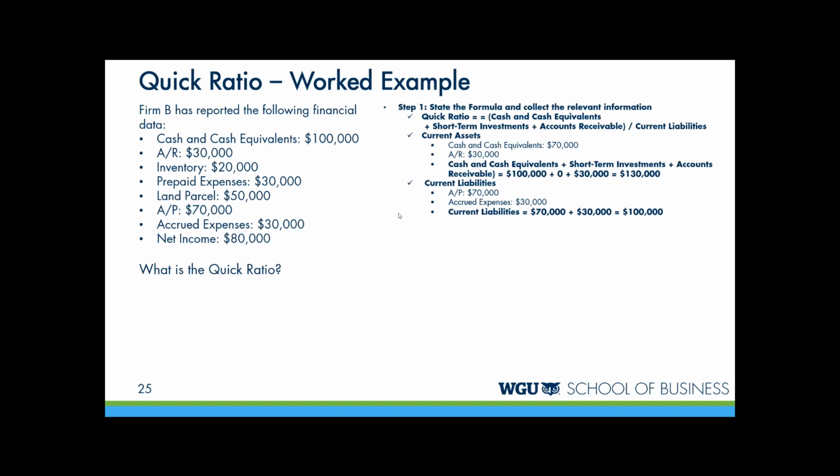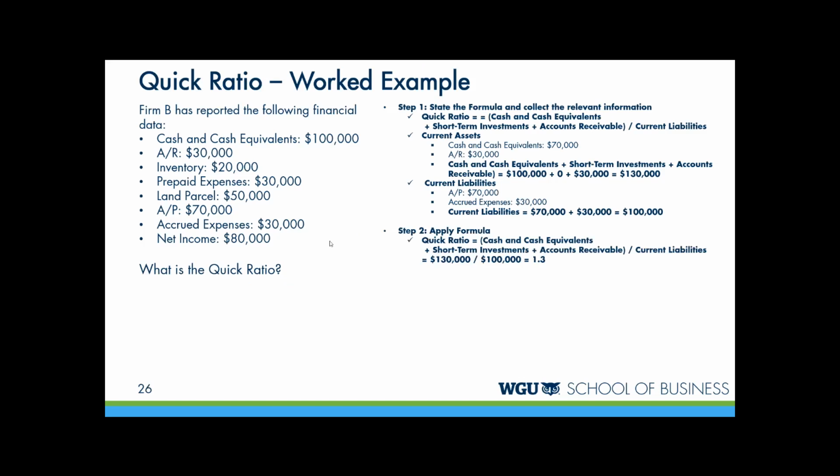Okay, we go to our current liabilities. So the only things we're going to include here are our accounts payable of 70,000 and our accrued expenses of 30,000. The other two items included in this list, the land parcel, that's a long-term asset. The net income, again, that's going to go into the equity section into retained earnings. So these are the only values that are relevant for this ratio.